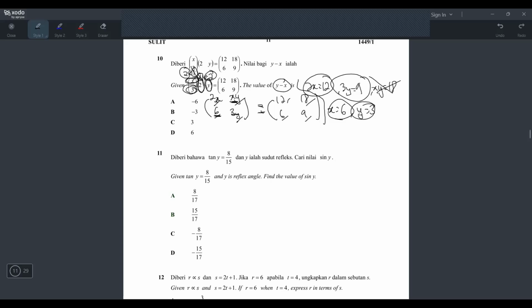So what is my y minus x? Y minus x is 3 minus 6 or 6 minus 3? 3 minus 6, right? Because y is 3, so it should be 3 minus 6. So 3 minus 6, you will get negative 3.